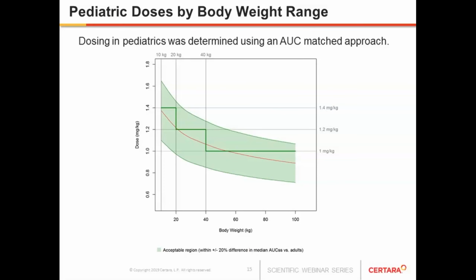For pediatric patients between 10 and 20 kilograms, sorry, I'll just use my pointer. Between 10 and 20 kilogram, a dose of 1.4 milligram per kilogram was selected, and for patients between 20 and 40 kilogram, a dose of 1.2 milligram per kilogram was selected, which kept the weight-based dose level constant over the body weight range, so that the deviation in median pediatric AUC was within 20% difference of the adult AUC.